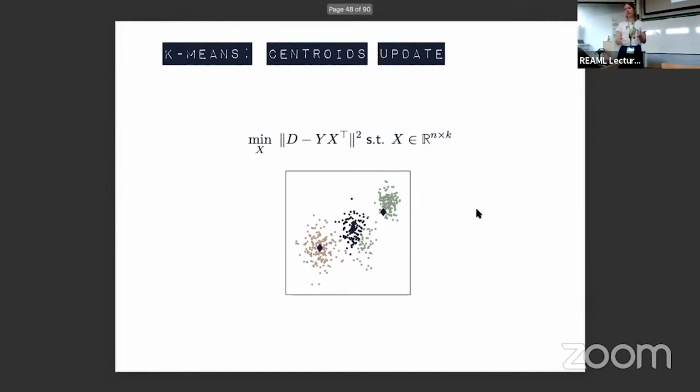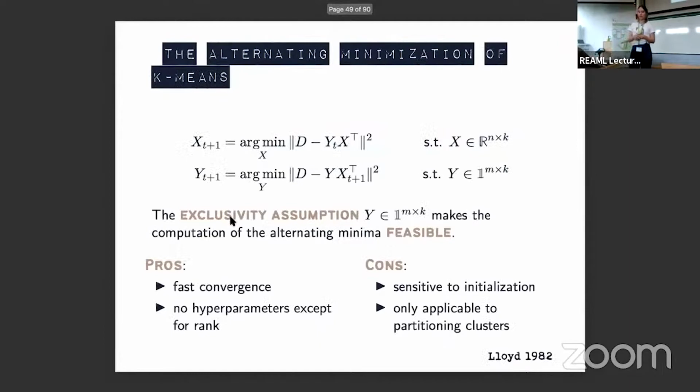And then in the next step, we update the centroids. This again solves the objective where we now fix Y and optimize for our basis vectors, which are the centroids in this case. And then we go on and on until we converge. And this is the k-means algorithm. We have an alternating minimization scheme for it, which is quite neat.